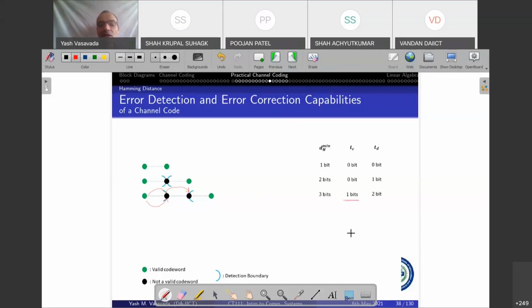And so we can say that if 1 bit is in error, for this particular case where DH-min is 3 bits, the minimum Hamming distance decoder is always going to be able to correct that 1 bit of error.